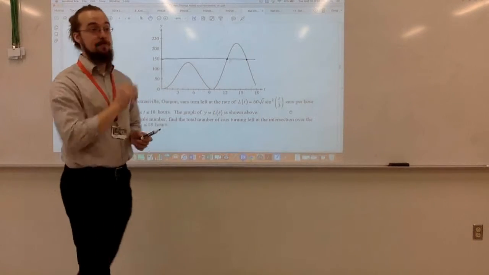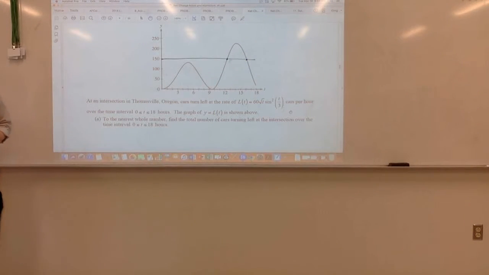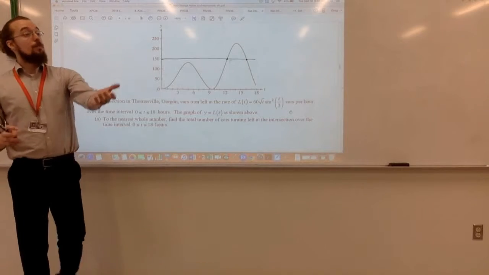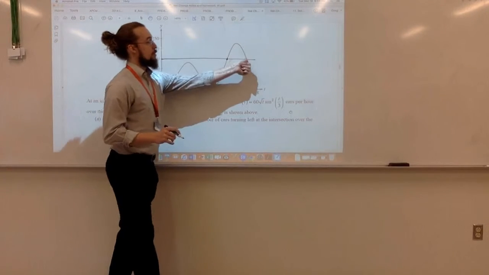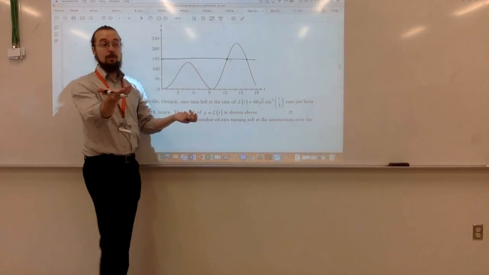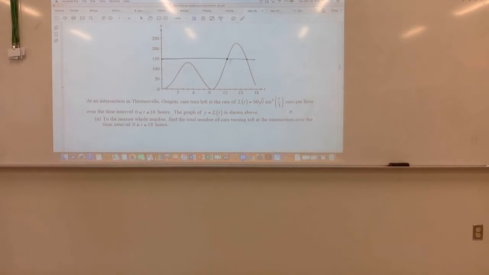When we write it out, we'll say L of t is greater than or equal to 150 over the interval from this point to this point. We could just write that out in a sentence, just like that.